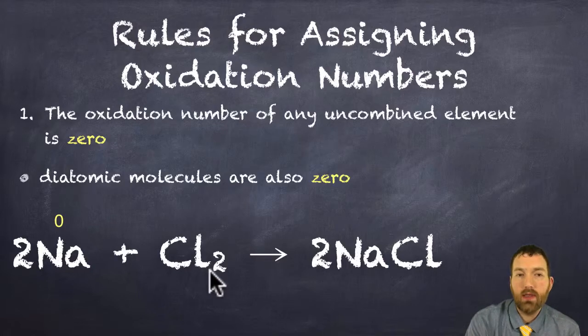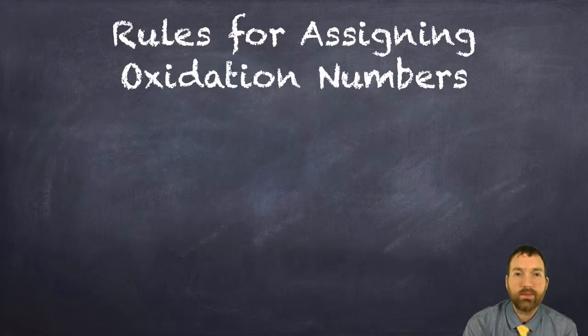Next I have diatomic chlorine. This is technically a molecule. It's an atom bonded to another atom, but not a different atom. So we treat diatomic molecules as if they're just elements. That would get a 0 as well for an oxidation number.